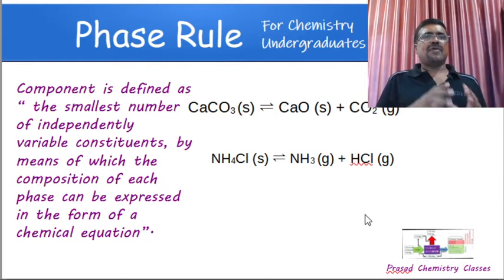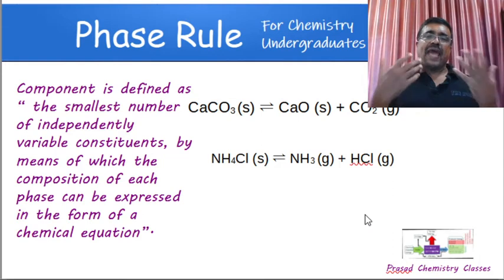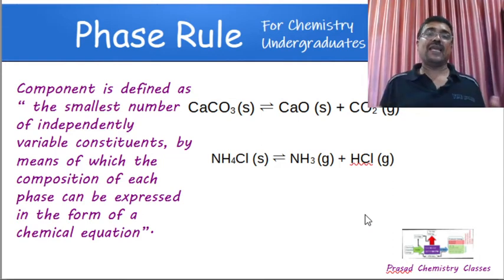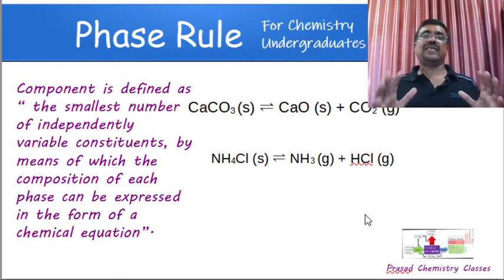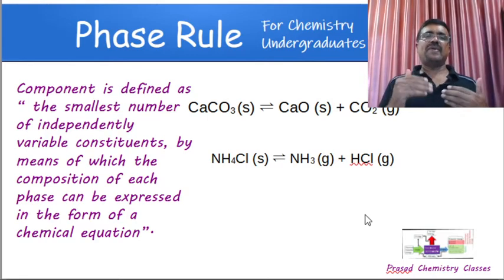Okay, now we come to component. Component is the chemical species we know. It is defined as the smallest number of independently variable constituents by means of which the composition of each phase can be expressed in the form of a chemical equation. Suppose we have a system involving a chemical equilibrium like calcium carbonate in a closed vessel. We heat it, temperature is kept constant, then an equilibrium will be established as calcium carbonate decomposes to calcium oxide and carbon dioxide. Once equilibrium is established, the pressure of carbon dioxide will remain as such.